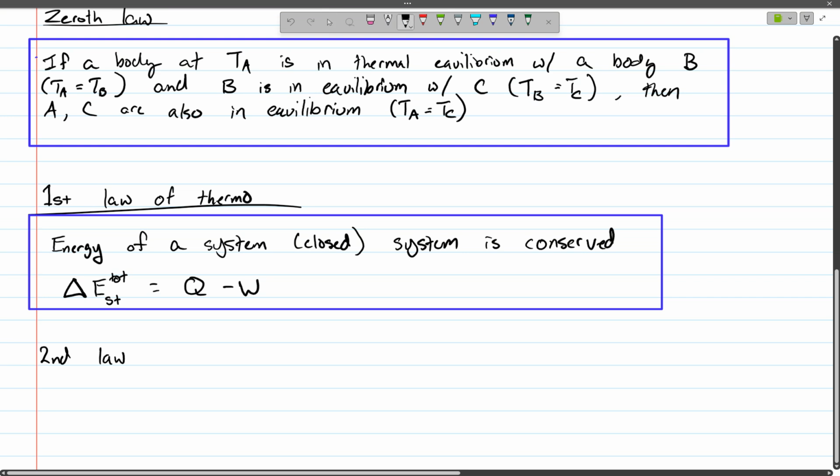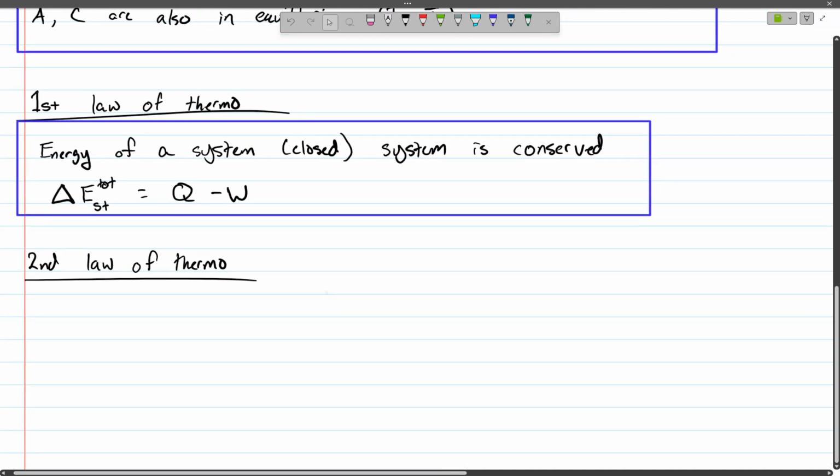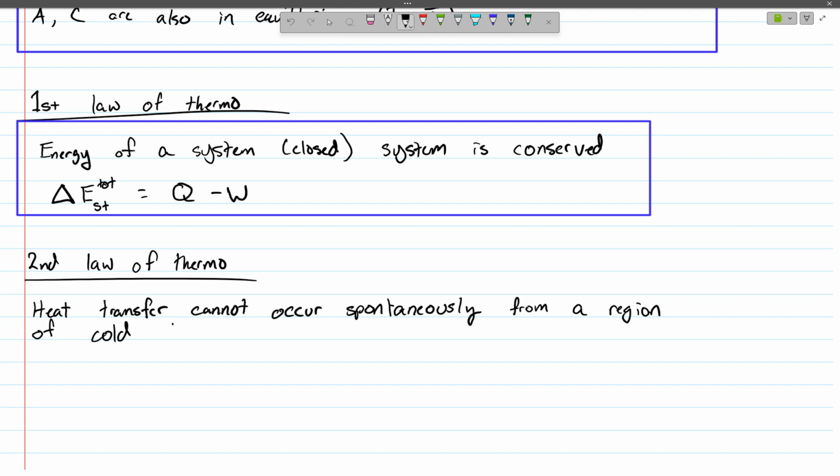We just heard the second law, which has a couple of different statements, but the easiest one to interpret is that heat transfer cannot occur spontaneously from a region of cold to a region of warm temperature.